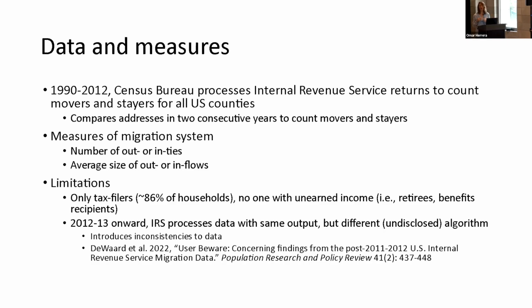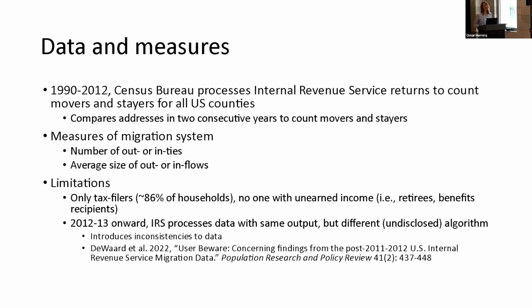If there's no change in the address on the tax return, and really what we're looking at is a county level change, if the tax return is filed from the same county in both years, that person is a stayer or a non-migrant. If there's a different county in the 2 years, then that person would be classified as a mover between those 2 counties, which is how we would get the measure of both ties and flow sizes. So we're measuring the number of out or in ties between counties and the average size of those out or in flows.